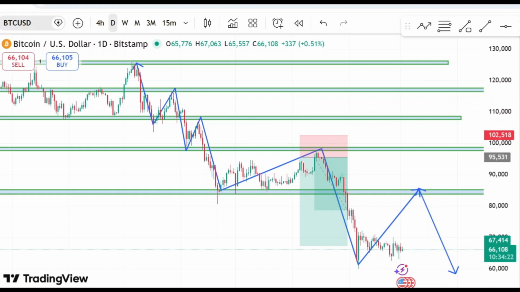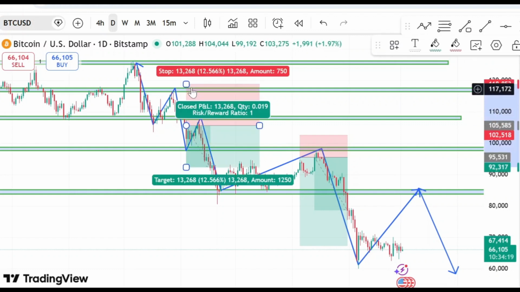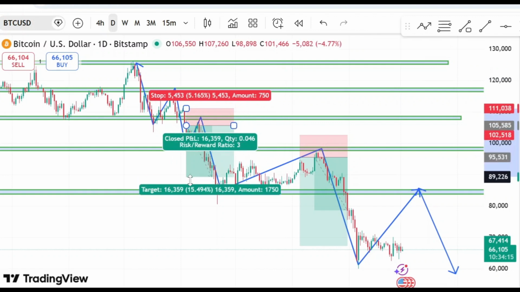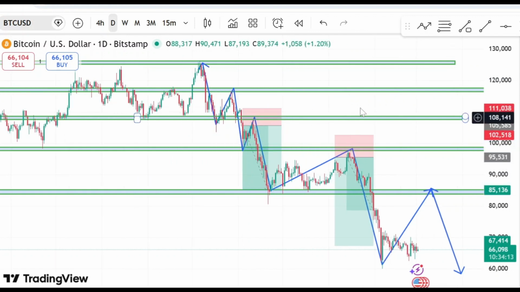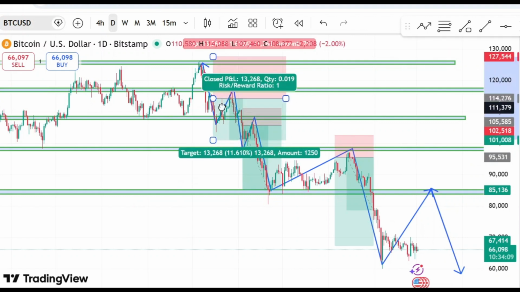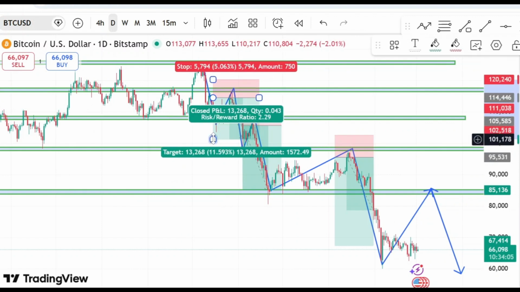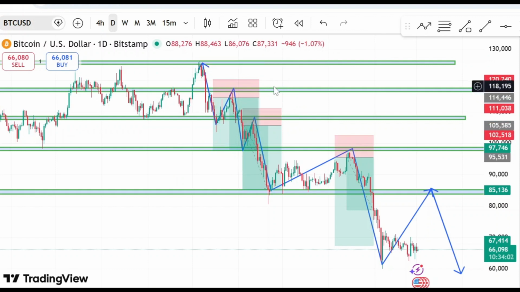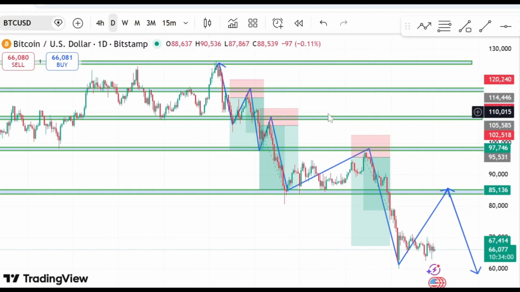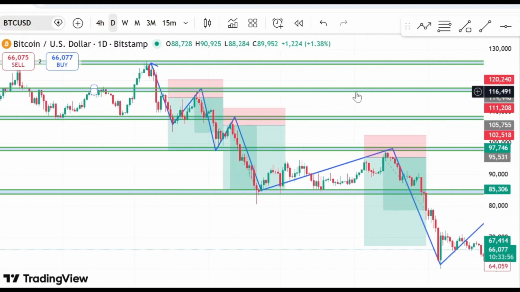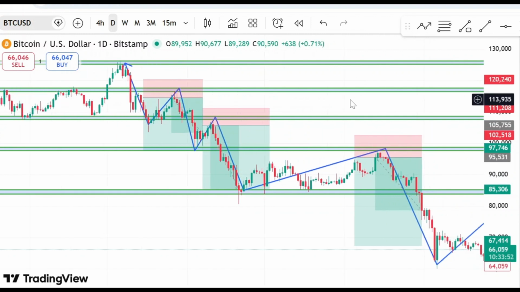We always enter for sale on the lower high, on the lower high. Okay, this is the structure. This is the structure. Let's try on another example.